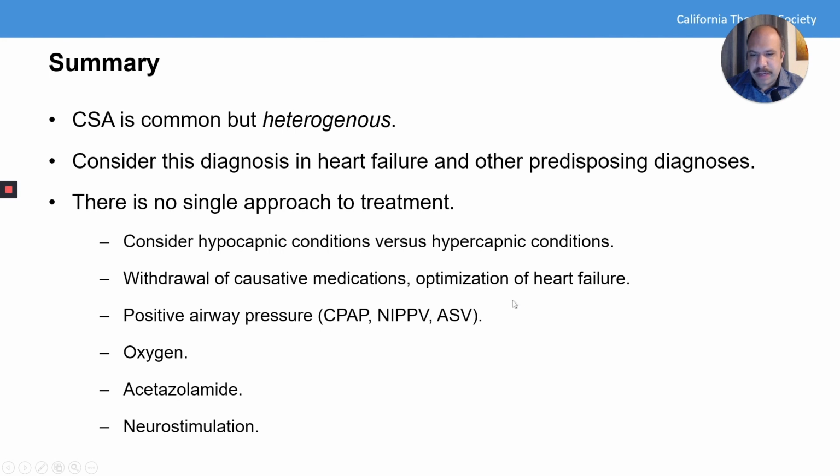And then I would try positive airway pressure. Depending on the cause of central sleep apnea, I would do either CPAP, non-invasive ventilation, or ASV. And then oxygen if that doesn't work or they're intolerant, maybe acetazolamide, and then maybe neurostimulation afterwards.